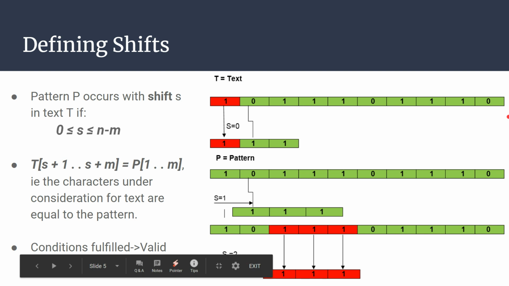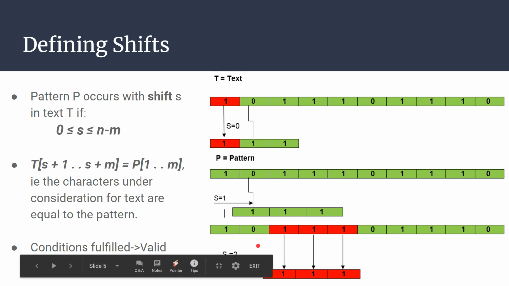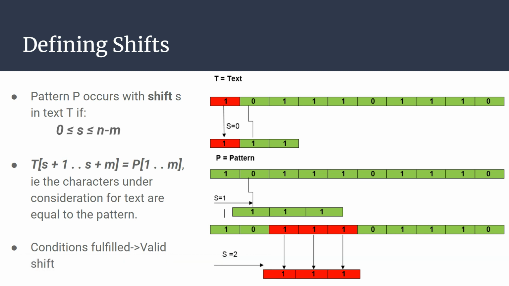Now let's understand it from the example right here. At s equals 0, we look at a string of length m in the text and see if it matches the pattern that we have. The answer is no. Hence, s equals 0 is not a valid shift. When we move to s equals 1, this is also not a valid shift. However, when we move to s equals 2, it is a valid shift because all the letters under consideration from the text match those of the pattern.